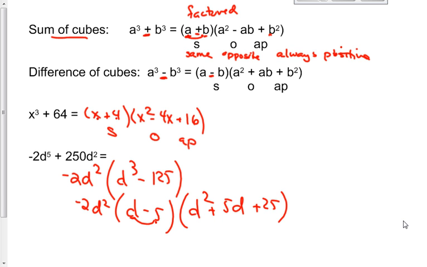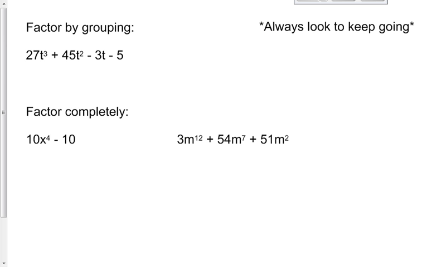Factor by grouping, we need to work on these. And again, if you look up here, always, always, always look to keep going. There might be something that you can keep factoring. All right, you've got 4 terms here. Factor by grouping typically means let's cut it in half and see what we could take out.